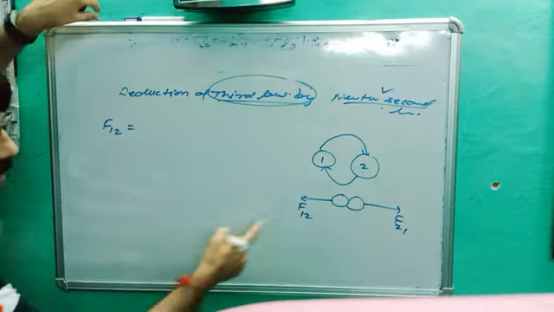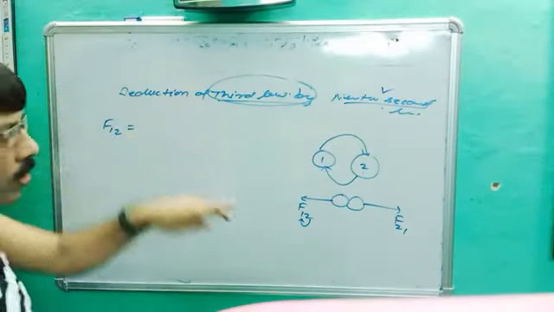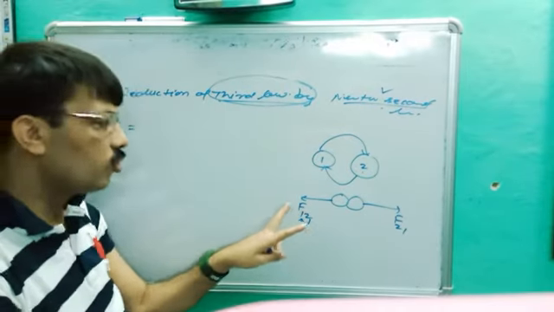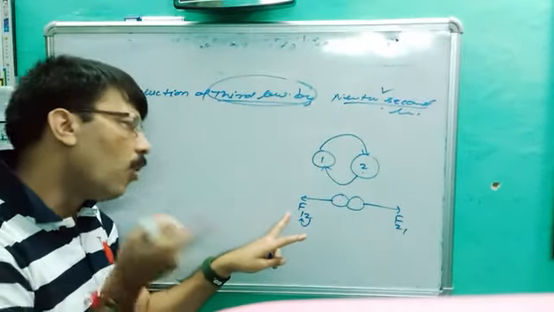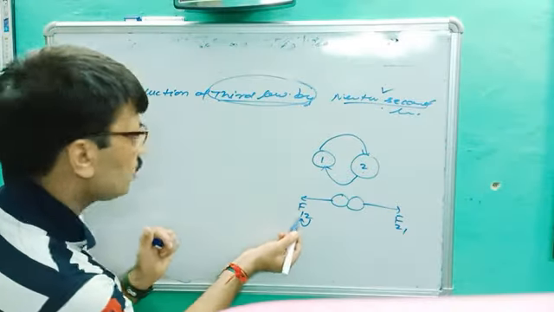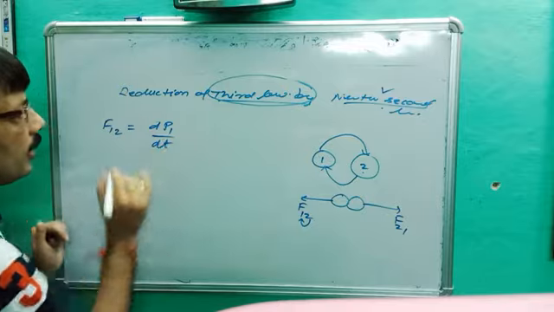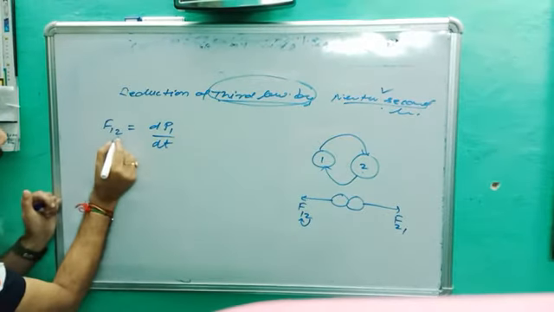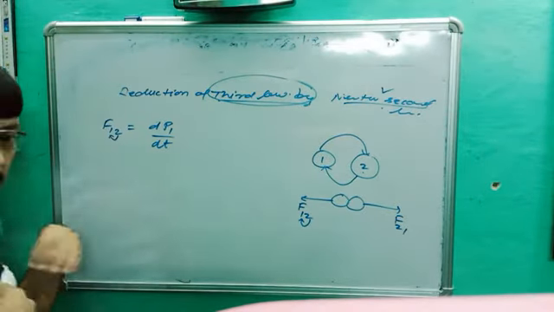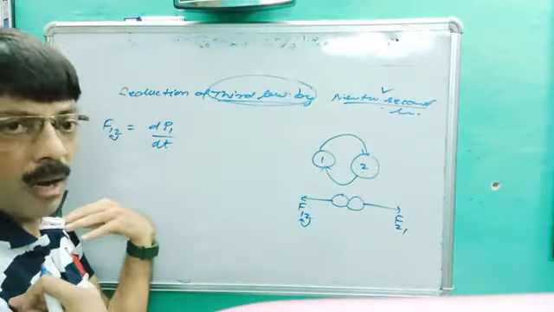F12 is equal to the force applied by the second body on the first. You better know, when the second body applies force on the first body, the momentum of the first body will get changed. Because the second is applying force on the first, we will write dP1 upon dt. Very easy. Just as I apply force on the board, the momentum of the board will change, not the momentum of me.